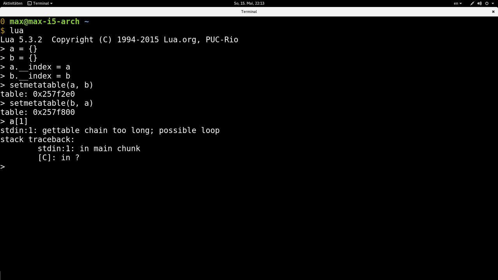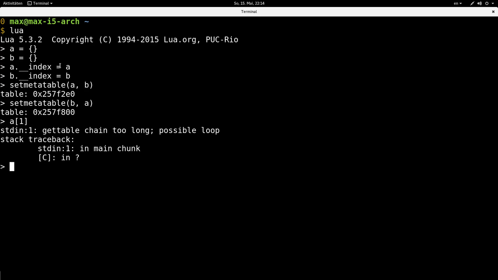So what happened? I accessed A at position 1. It didn't find anything. So it looked at the metatable of A, which is B, and at its __index attribute, which is B itself. So it starts looking up the index 1 in table B, but doesn't find it. So it takes a look at B's metatable's __index, which is A's __index, which is A, where it now takes a look at index 1, where there is nothing, and it will take a look at B, where there's nothing.